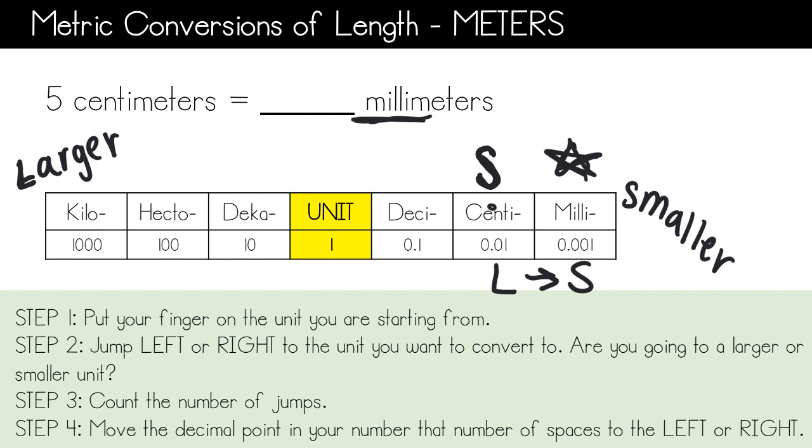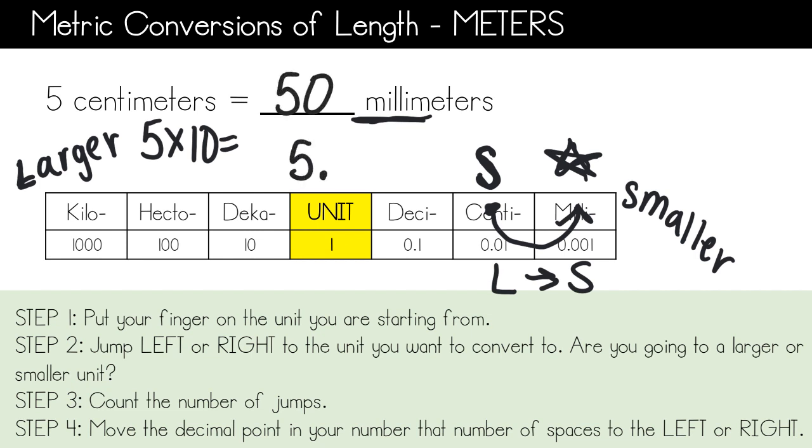So what we're doing is seeing how many places we're going to jump. If we start here and jump over, we are moving over one place value. And which way are we moving, to the left or the right? We're moving to the right. So it's the same thing. If I multiply 5 times 10 equals 50. That's the same thing as taking my number 5 with a decimal behind it and moving that decimal over one place. So 5 centimeters equals 50 millimeters.